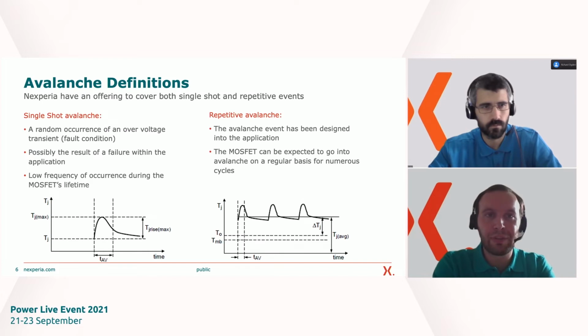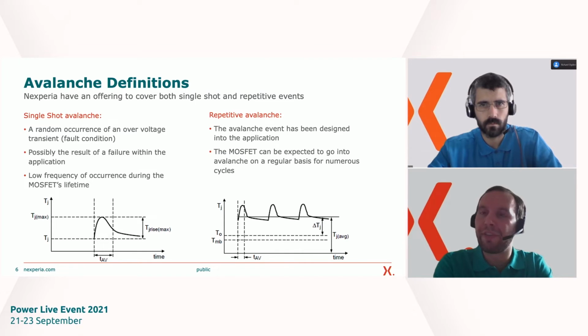Now, typical in these applications, you have 2 forms of avalanche. You have single shot and repetitive. Single shot avalanche is, as we say here, a random occurrence of overvoltage transient or fault conditions. In every automotive system, be it on the powertrain, in chassis and safety, or even body control style applications, you have to design for a fault condition or that occasion when things go wrong. So this is, let's say, a single shot event like we say here.